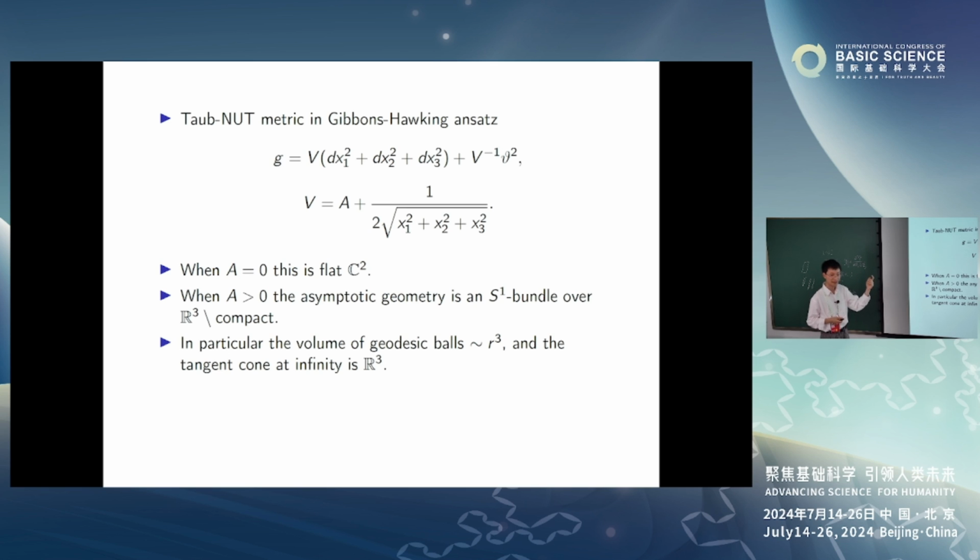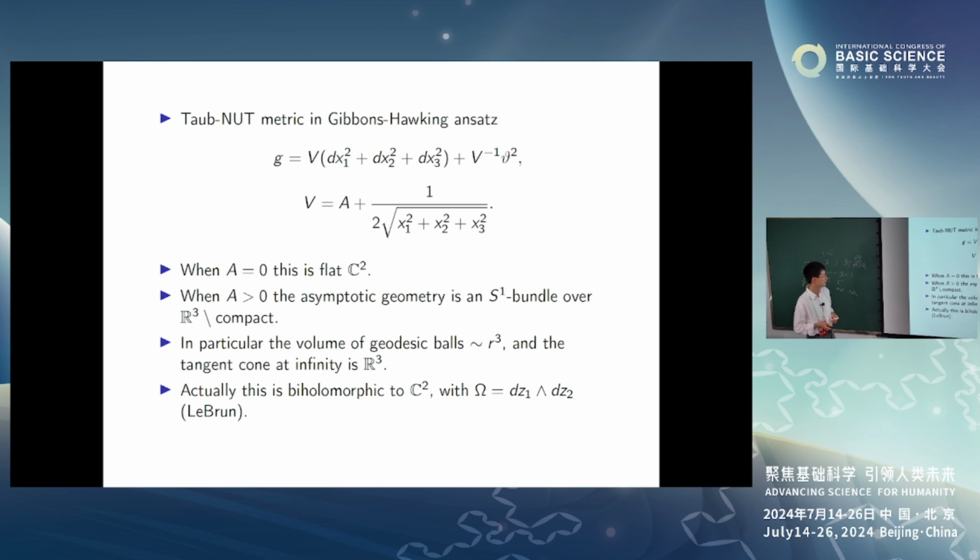So there's one direction where the volume growth is kind of constant, and there are 3 directions which give rise to volume growth. So in total, the volume of the geodesic ball grows like r cubed instead of r to the 4th power. The previous one is ALE. This one is ALF. It's maybe the simplest example of ALF.